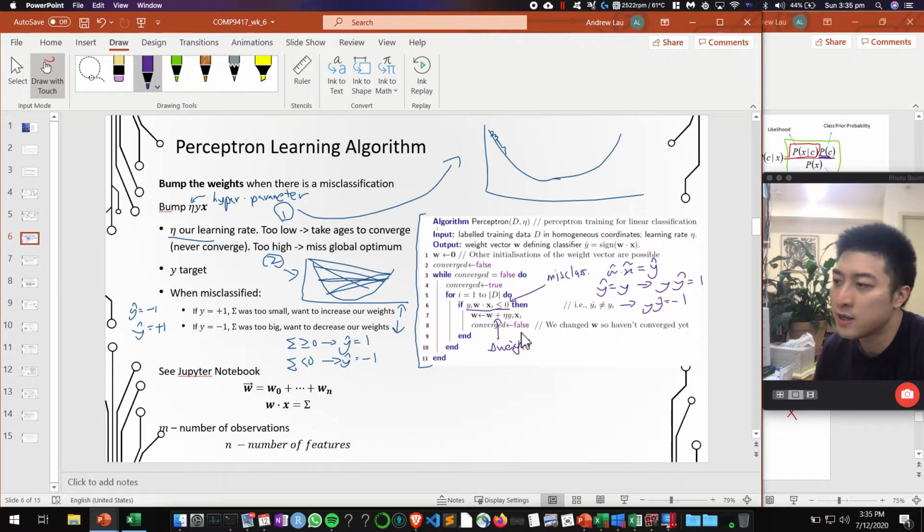So you change the weights here, and because you changed the weights, you set it to false. Convergence would happen if you cycle through all the data and you don't enter this inner if statement, and you don't change your weights. So to summarize, the perceptron learning algorithm cycles through all the data one by one, bumping the weights up and down if there is a misclassification, and you keep doing this until you don't need to bump them anymore. In other words, it has converged and everything has been perfectly classified.